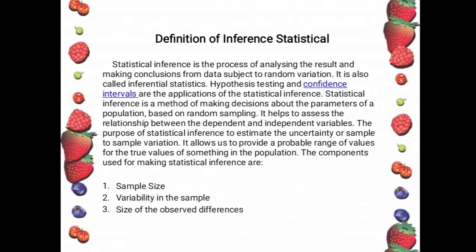The purpose of statistical inference is to estimate the uncertainty or sample variation. It allows us to provide a probable range of values for the true value of something in the population. The components used for making statistical inference are, number one, sample size, second, variability in the sample, and the last, size of the observed difference.